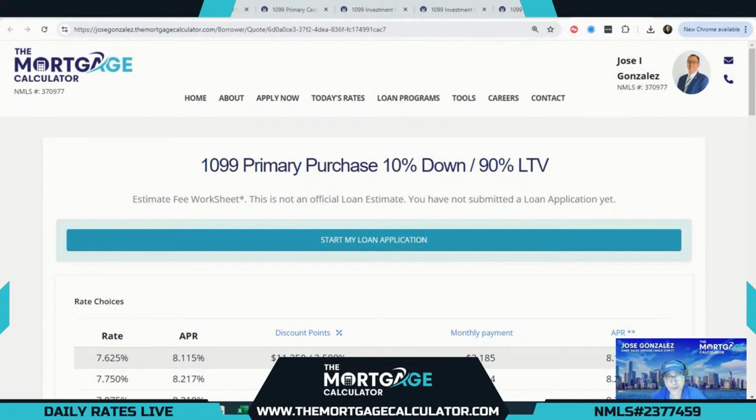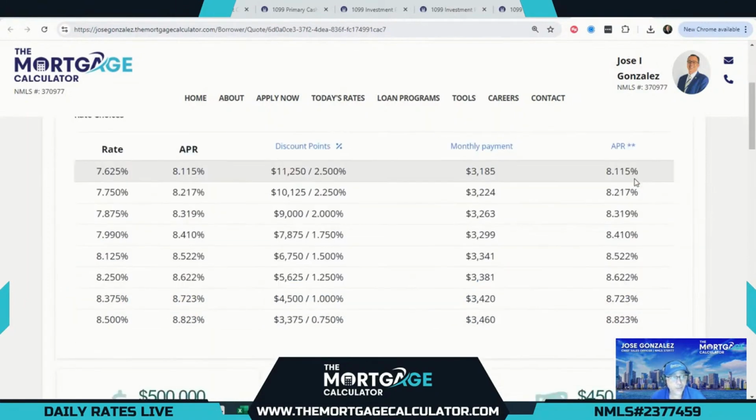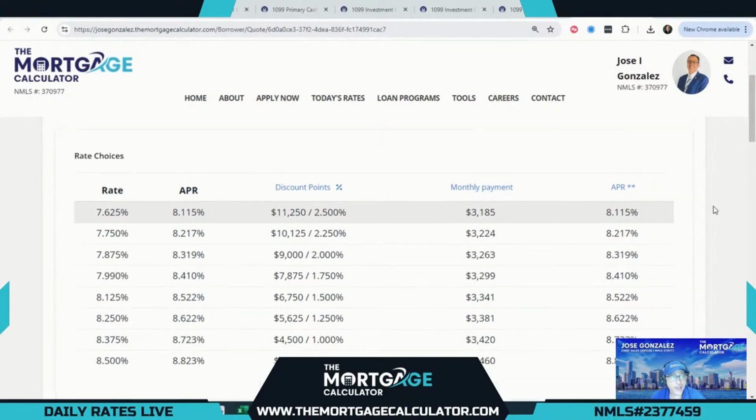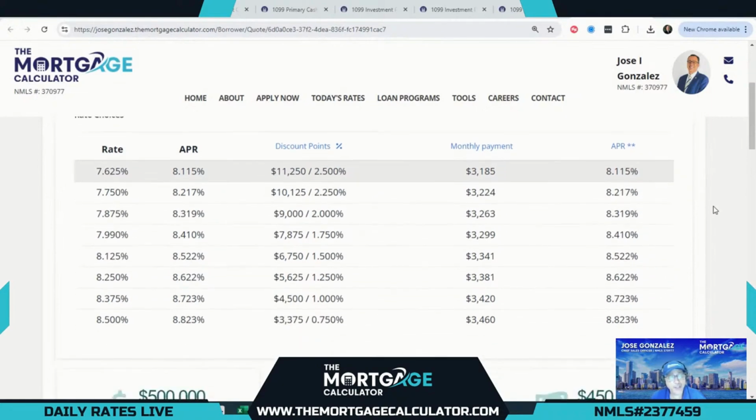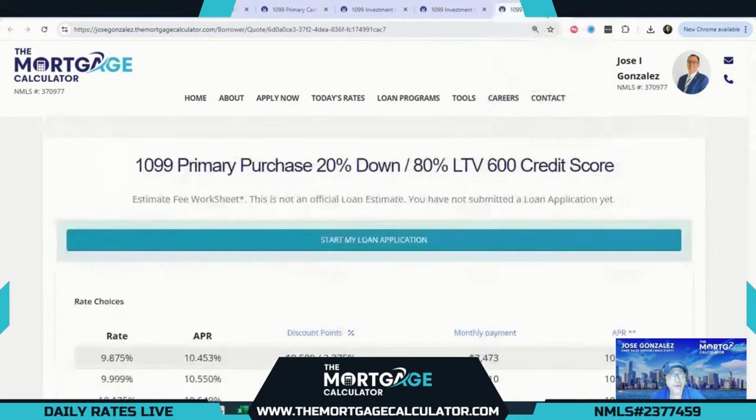First option is at the maximum LTV of 90%. As with all non-QM loans, never any mortgage insurance applicable at any loan to value. So this one here for our primary purchase, lowest cost option, 8.5% at a cost of 0.75 points. And you can buy that down to 7.625 at a cost of 2.5 points for our primary 1099 purchase.